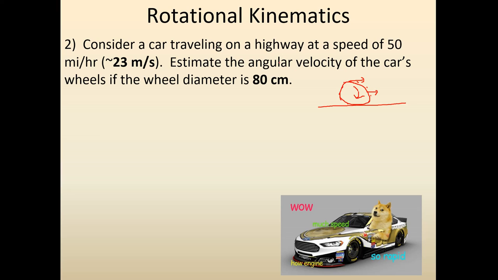So if I want to find the angular velocity, well, I have a linear speed of 23. I have a radius, which is not 80, but 40 centimeters. So this requires me to use my conversion equation, v equals omega r.